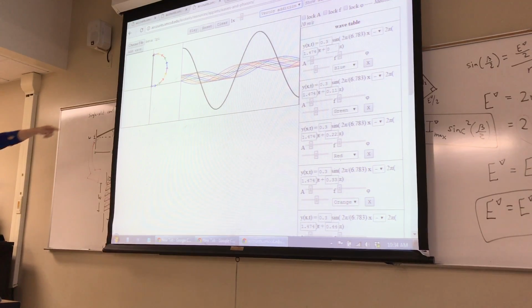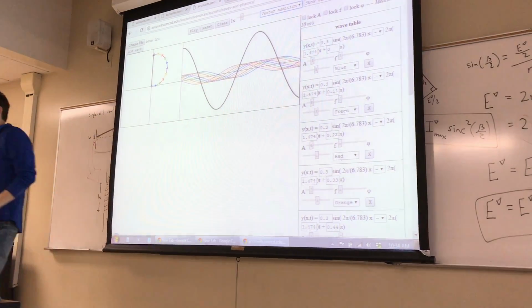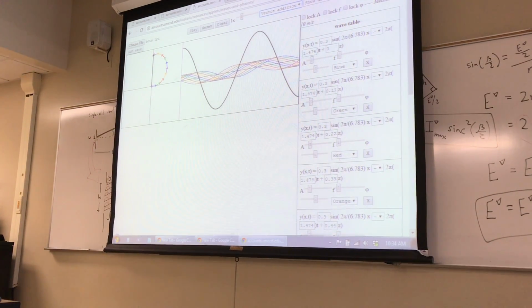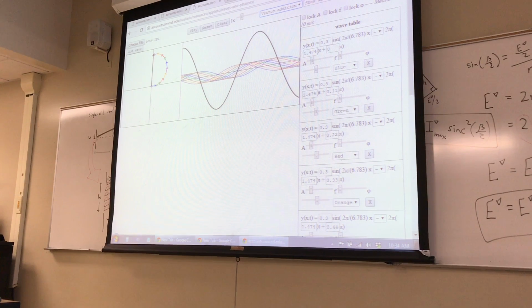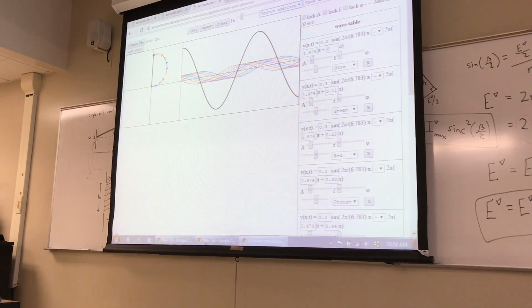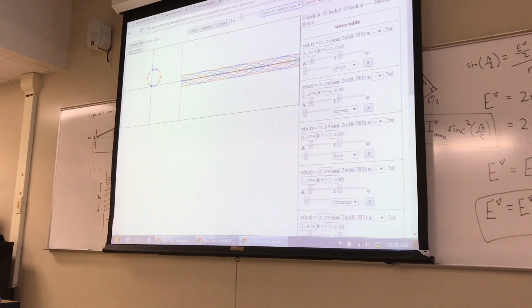In fact, the resultant looks like this, okay? So we're still not even at the first destructive. We still haven't yet traveled from the center of the screen to the first place where the waves cancel. So let me do that. That's the first time that they kill each other. They make a circle.